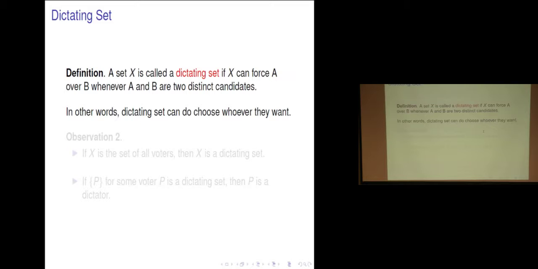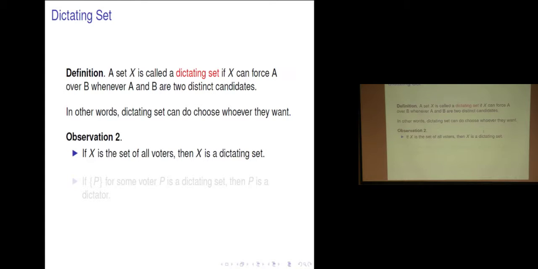Is this okay? So X is a dictating set. If X has the power, he can do whatever he wants. He can put whoever above whoever. So that's really like a dictator. The only thing is that X has many persons, could be several people. So X being a dictating set means he is powerful.